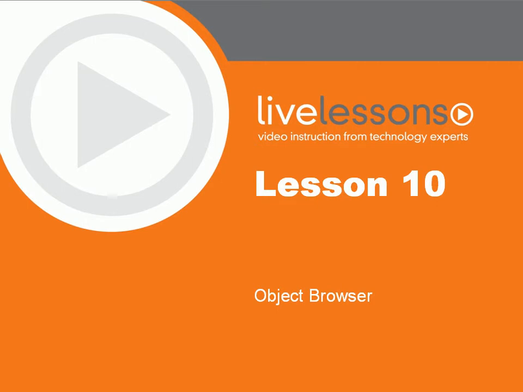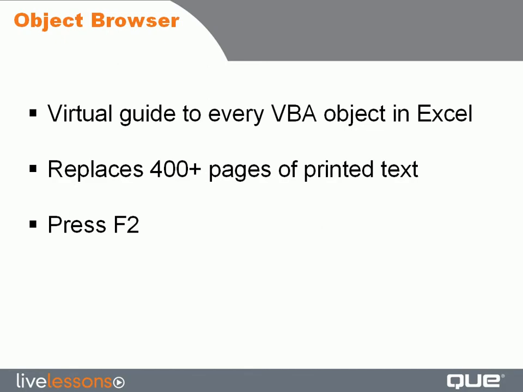Lesson 10, the Object Browser. In this lesson, we're going to take a look at an amazing virtual guide to every VBA object in Excel. This feature is built right in and it replaces 400 plus pages of printed text. You get there by simply pressing the F2 key.